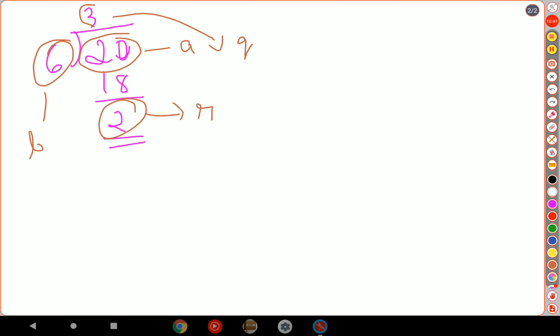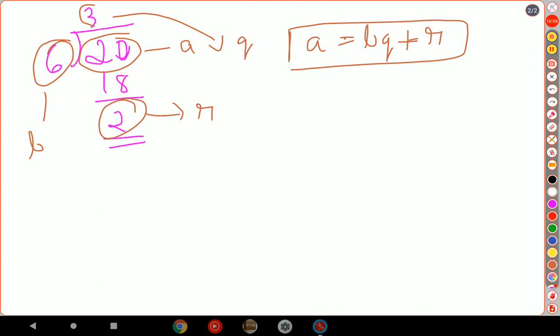What does Euclid's division lemma say? Our formula says A is equal to BQ plus R. So shall we apply that formula and verify the problem? This is basically verification, because even without this we can find the answer. But normally we are not doing this. I'm just showing you that with the divisor, the quotient and the remainder, you get the dividend.